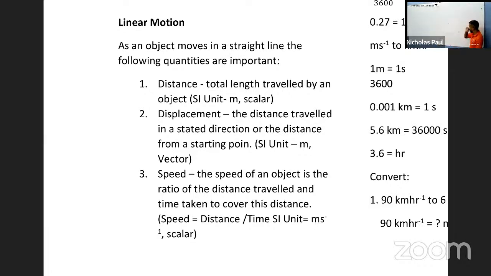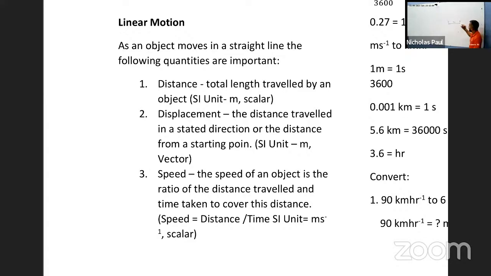Let's take a look at somebody else. Let's look at Jude, right? So let's say Jude starts here, and Jude moves here. If Jude moves from here to here, Jude would have covered a distance. The distance Jude would have covered, let's say, is 5 meters, right?